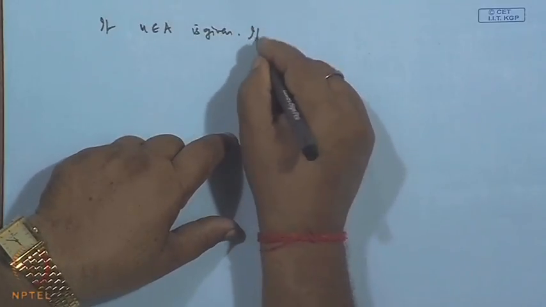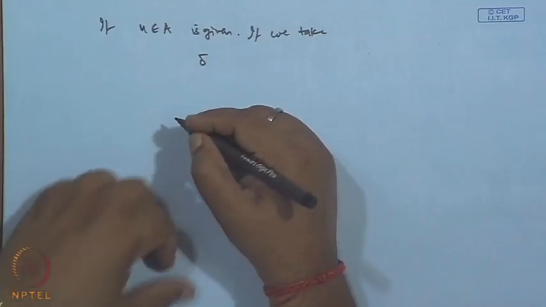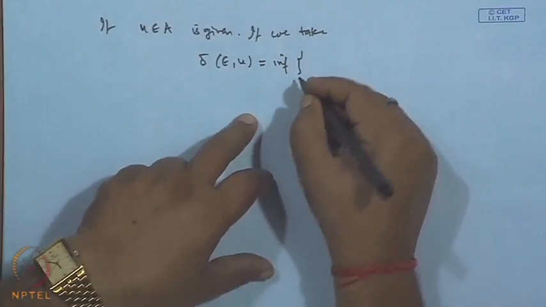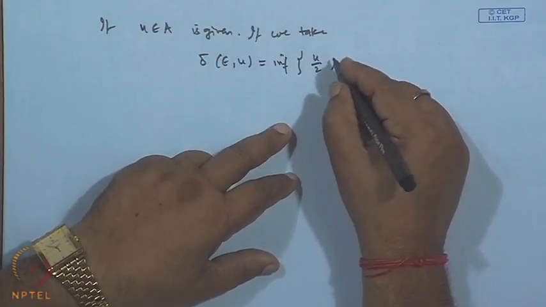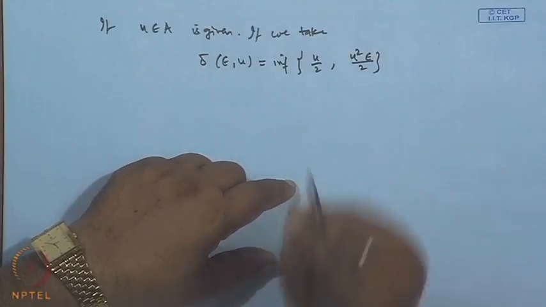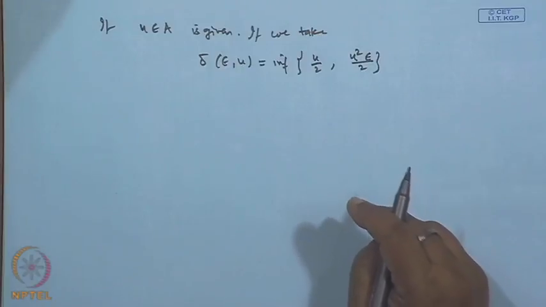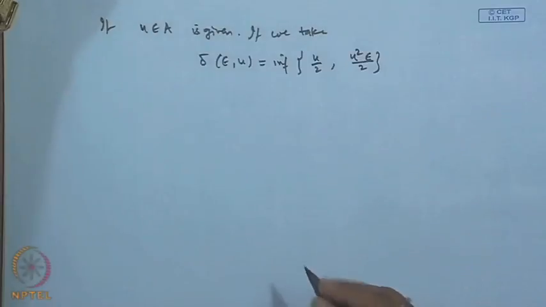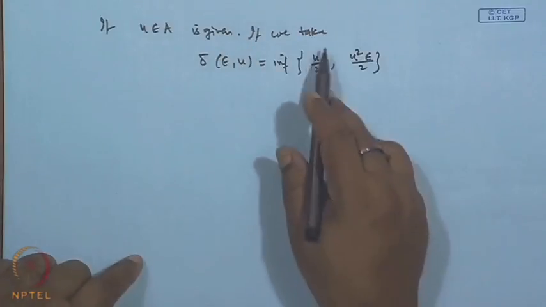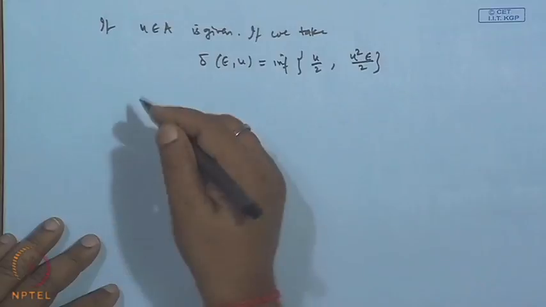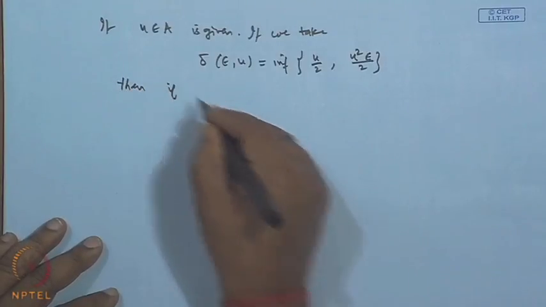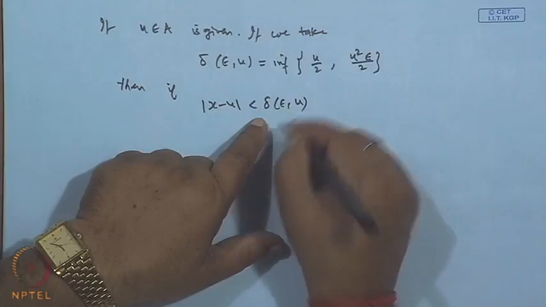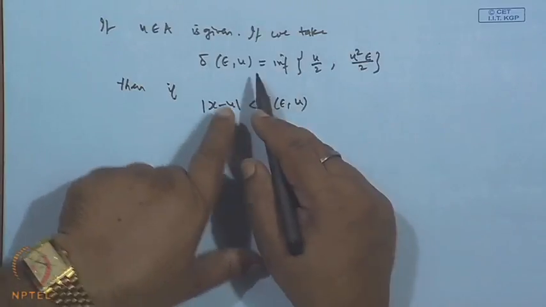So, if we take delta, which depends on u, as the infimum of u/2 and u squared epsilon/2. So, let epsilon greater than 0 be given, and let us pick up the point u at which the continuity is tested. So, now choose the delta as this. When you take this delta, then if mod of x minus u is less than delta, and delta depends on epsilon and u, then I can choose.